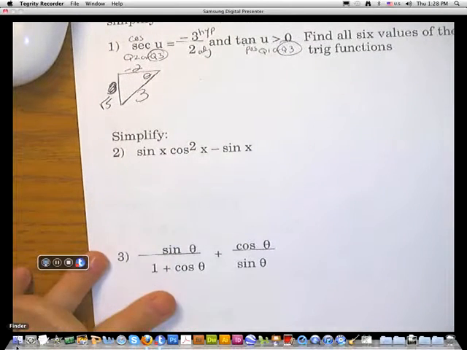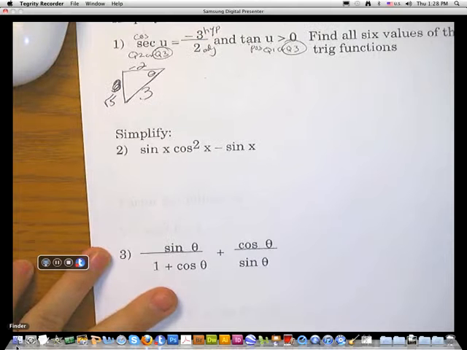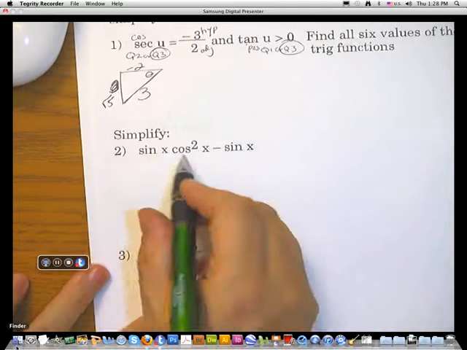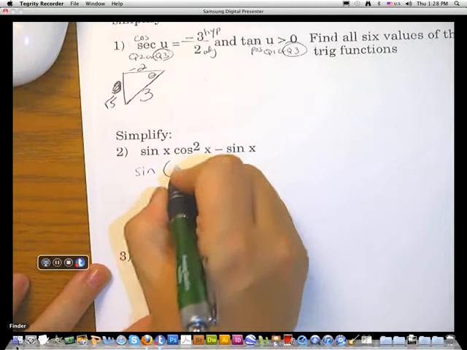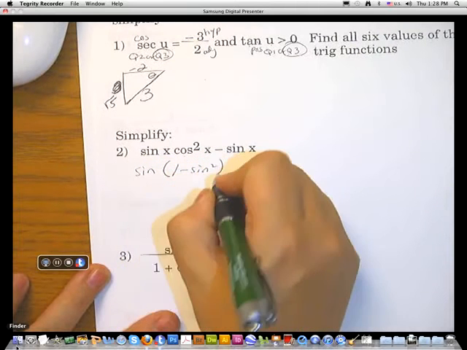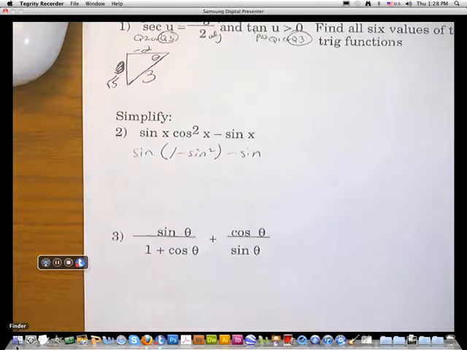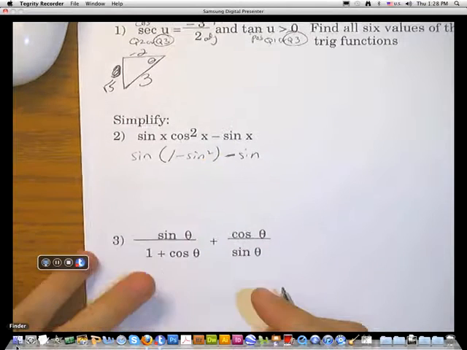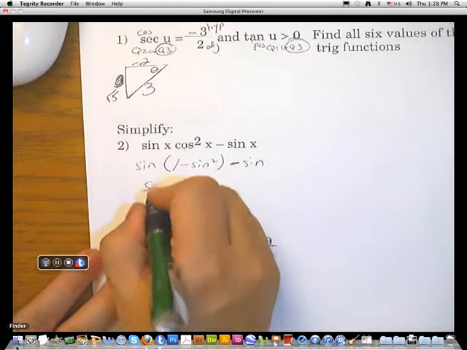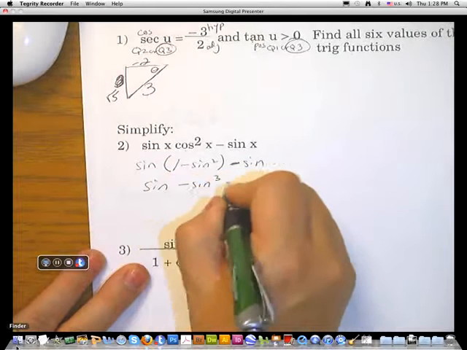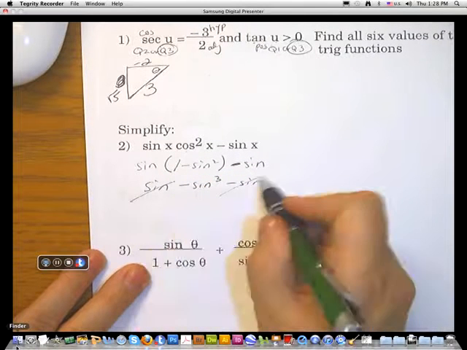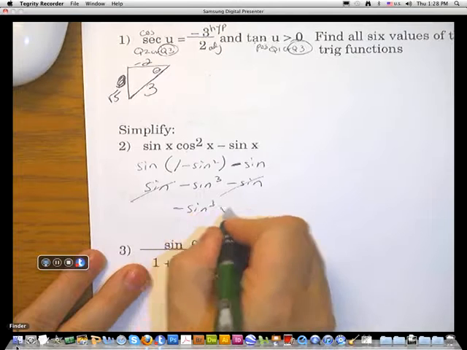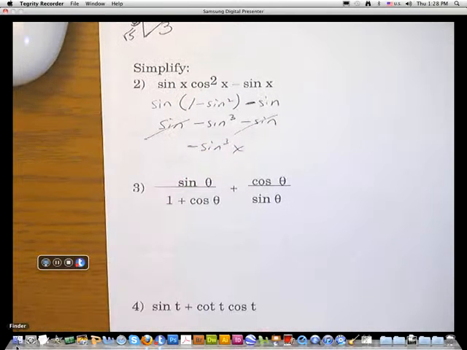When we're simplifying here, we need to use our identity properties. Anytime we have a square, that's going to definitely use one of our Pythagorean identities. So in this case, cosine squared is 1 minus sine squared. Go back to those identities or flip the page to page 1, because we want to make this as small as possible. Now I can distribute, so I get sine minus sine cubed. And sine minus sine cubed there is just negative sine cubed.